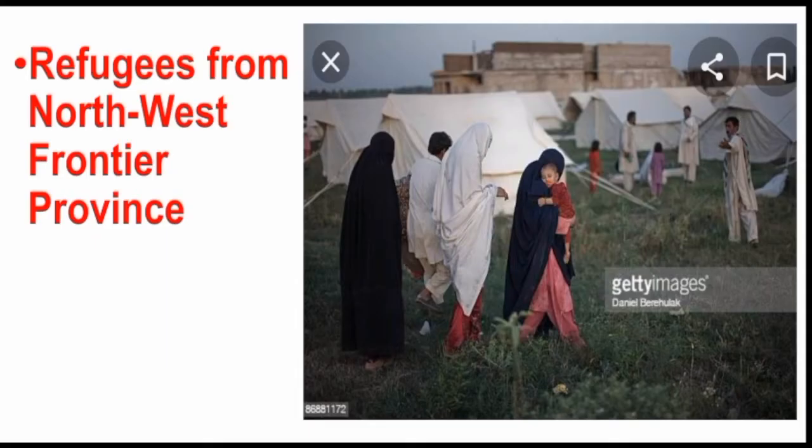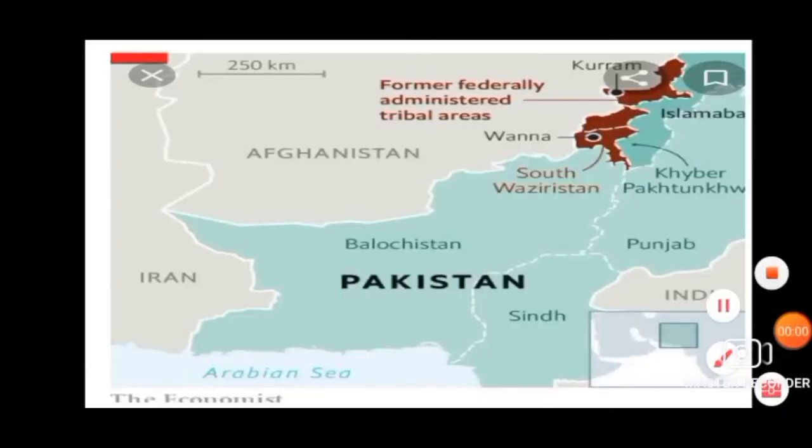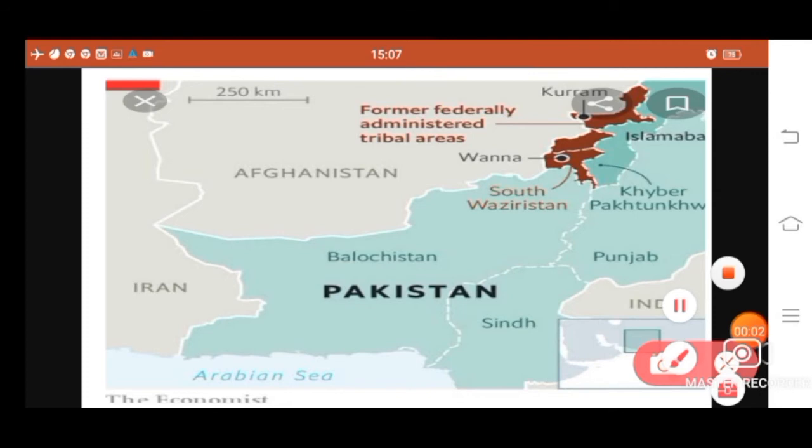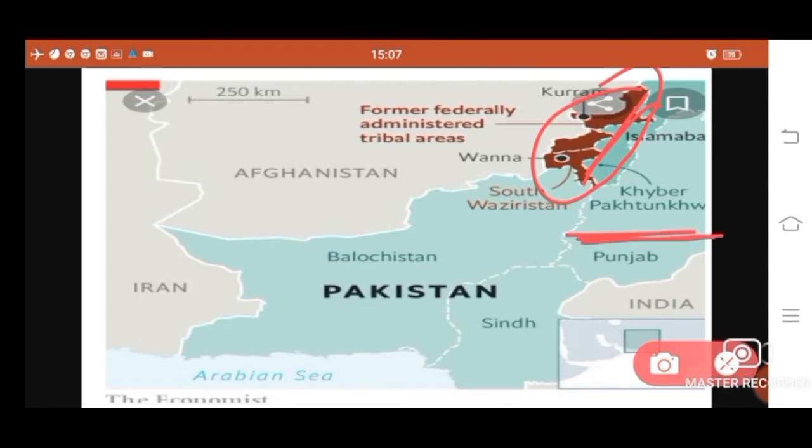Now the next problem was refugees from Northwest Frontier Province or NWFP. On your screen you can see this area in brown color. It is NWFP or Northwest Frontier Province. It was formerly federally administered tribal areas, so tribal people basically were living here. And by the Amendment Act in the Constitution of Pakistan in 2010, this area came to be known as Khyber Pakhtunkhwa.